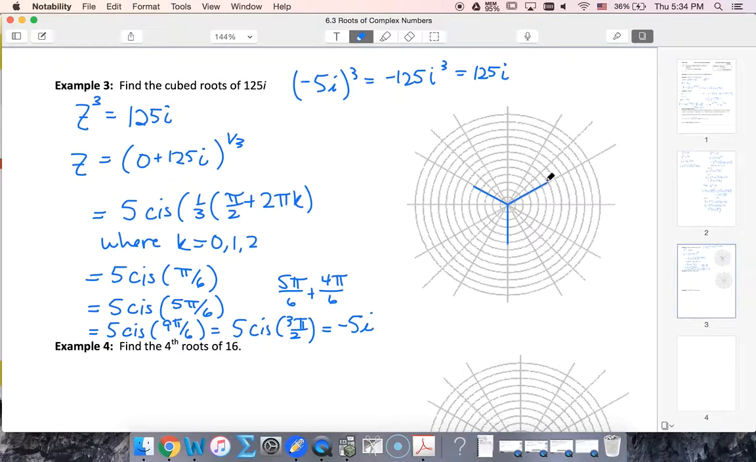Did this one also go 5? Okay. Yeah, this one's a little bit too long.